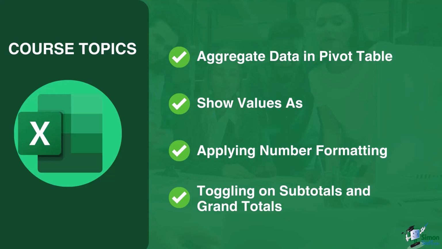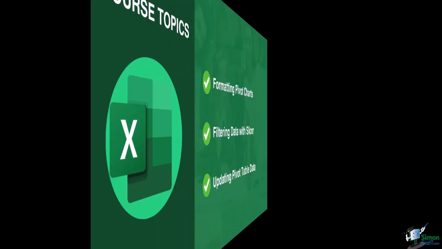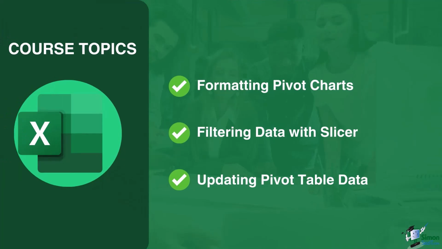I'm going to show you how you can toggle on subtotals and grand totals, change the report layout, how we can jazz up our pivot table, add a bit of color and apply a pivot table style. And then we'll move on to the section about creating pivot charts. So we're going to take our pivot table data and we're going to put it into a really nice visual chart. I'll show you some of the things you can do to format your pivot charts and just make them a little bit easier to read and look a bit nicer, I guess.